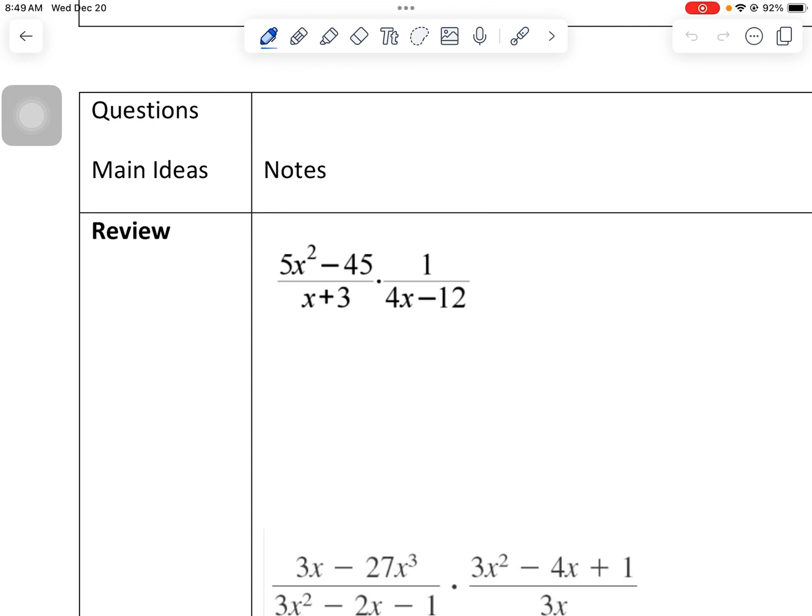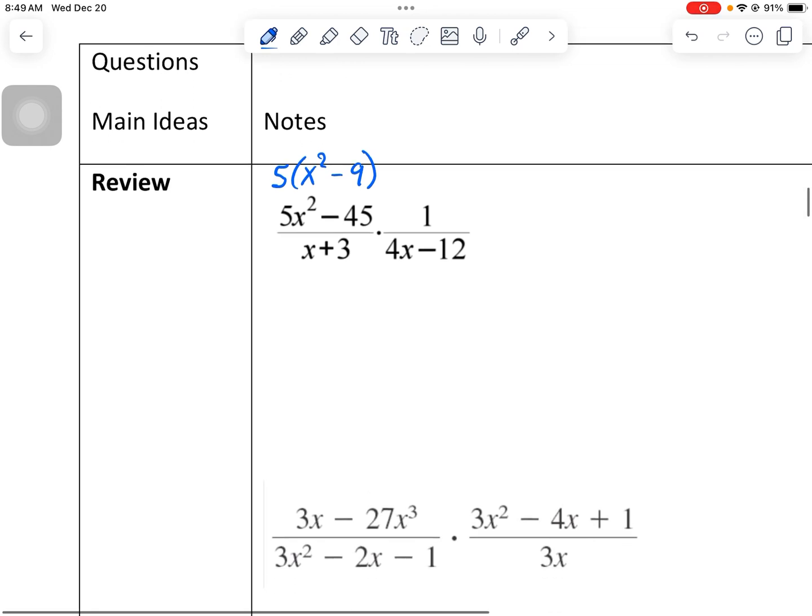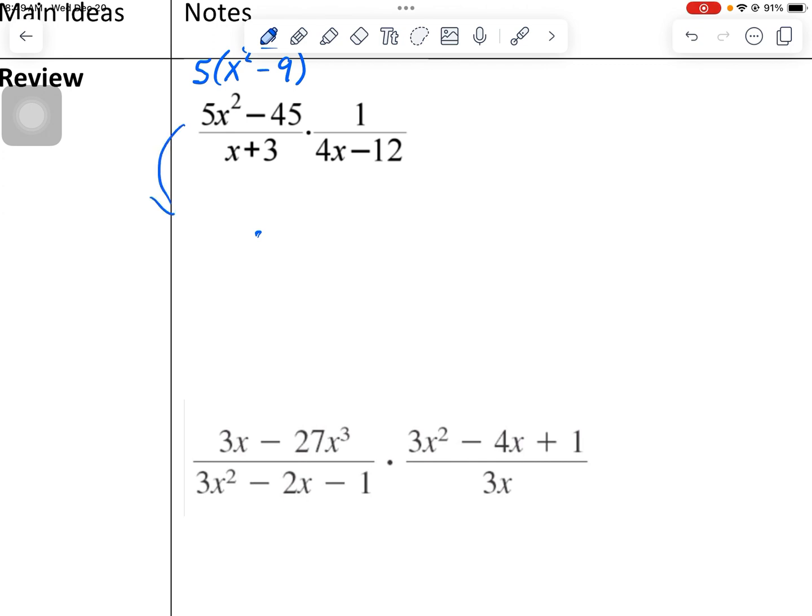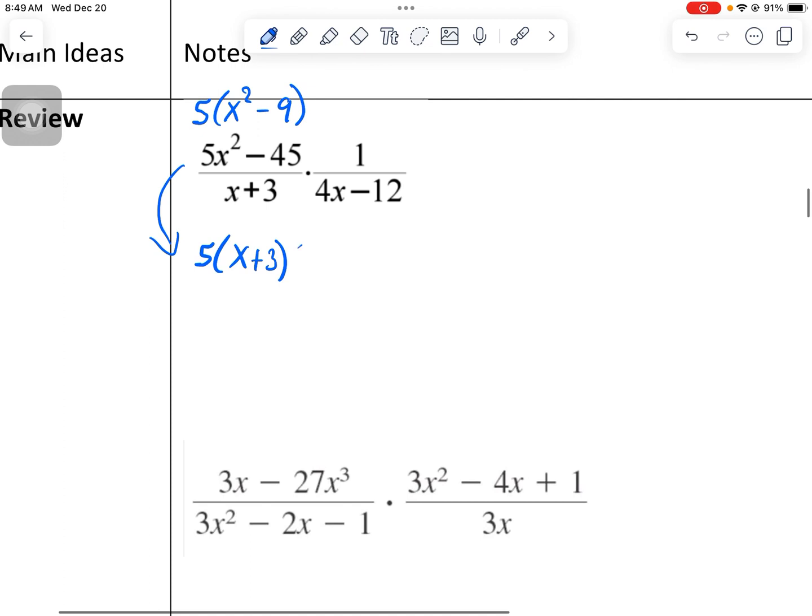So let's go ahead and factor this first one. We see that we can take a 5 out of 5x squared minus 45. And then if we look at the x squared minus 9, we recognize we can take that one step further. So I'm just going to write that down here. It would be 5 times (x plus 3)(x minus 3). And then the bottom stays as x plus 3 times 1 over.